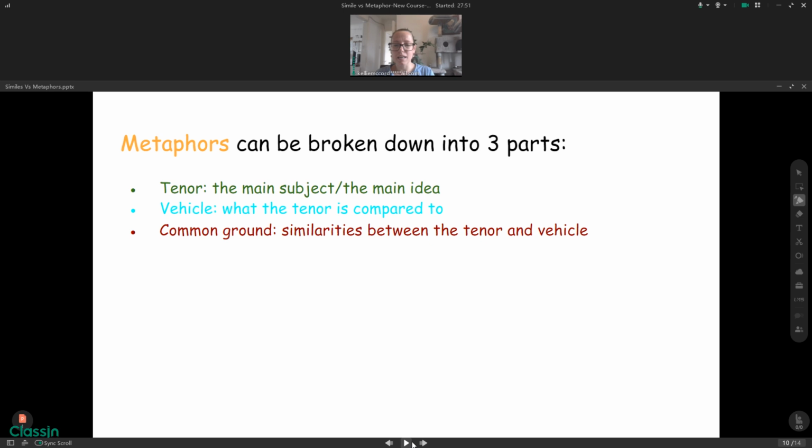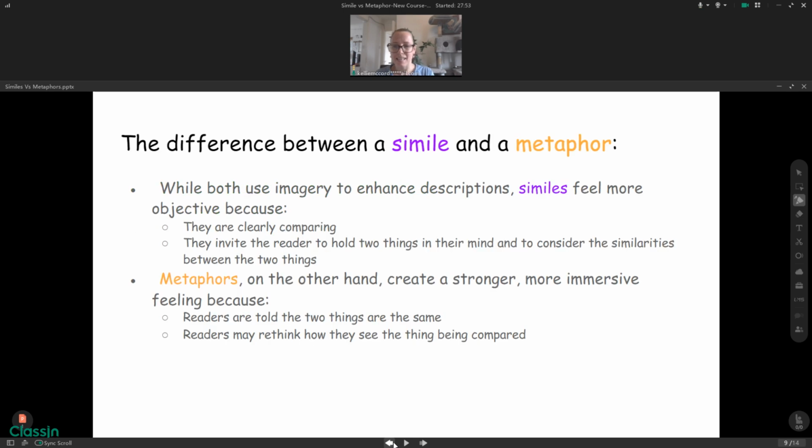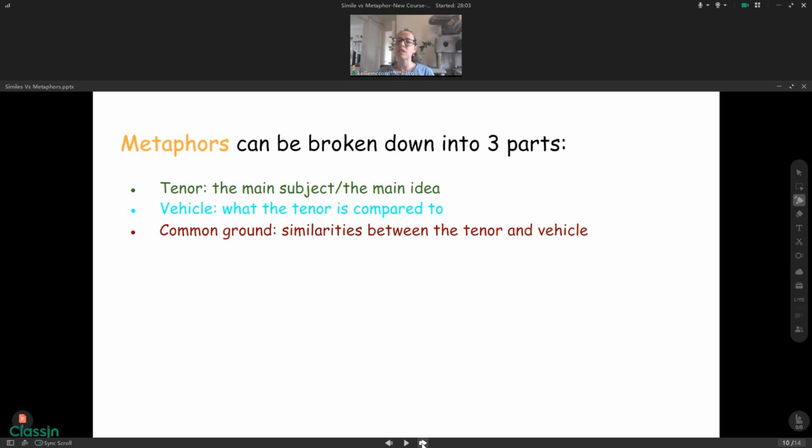And we can dive even deeper into this then. So when we think about a metaphor, we can actually break it down, and this helps us to understand them in more depth and detail. So metaphors can be broken down into three parts.